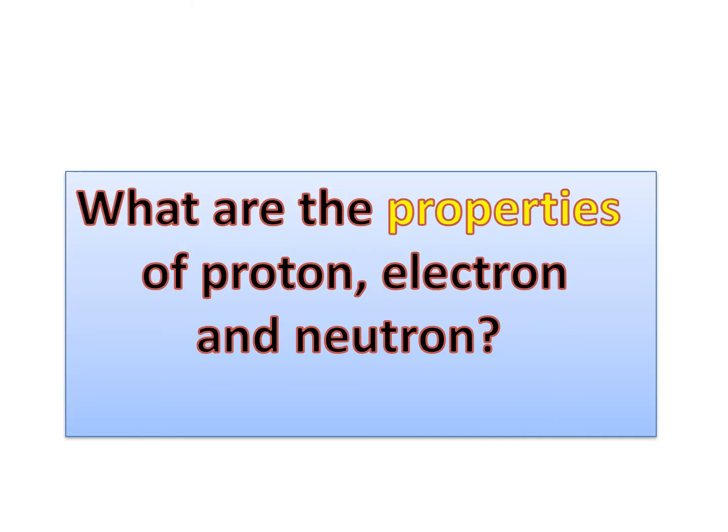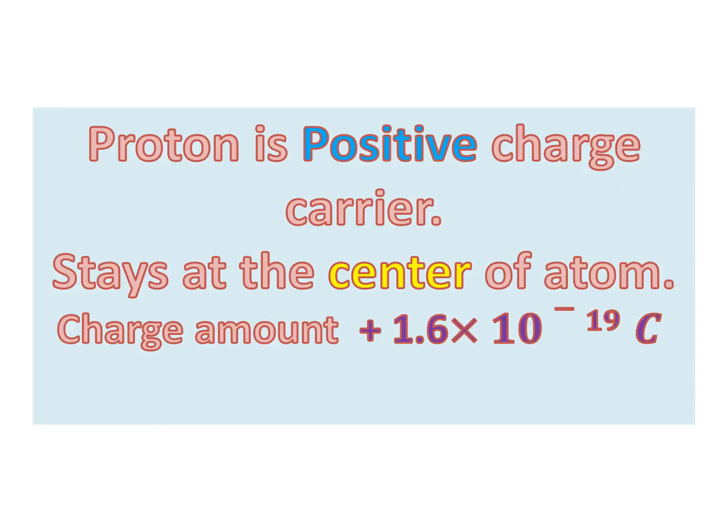Now, what are the properties of proton, electron, and neutron? You have to know the properties of proton, electron, and neutron. Proton is a positive charge carrier. Do you know where it stays? It stays at the center of the atom. Do you know the amount of charge of a proton? It's positive 1.6 × 10^-19 coulomb, the charge amount of a proton.